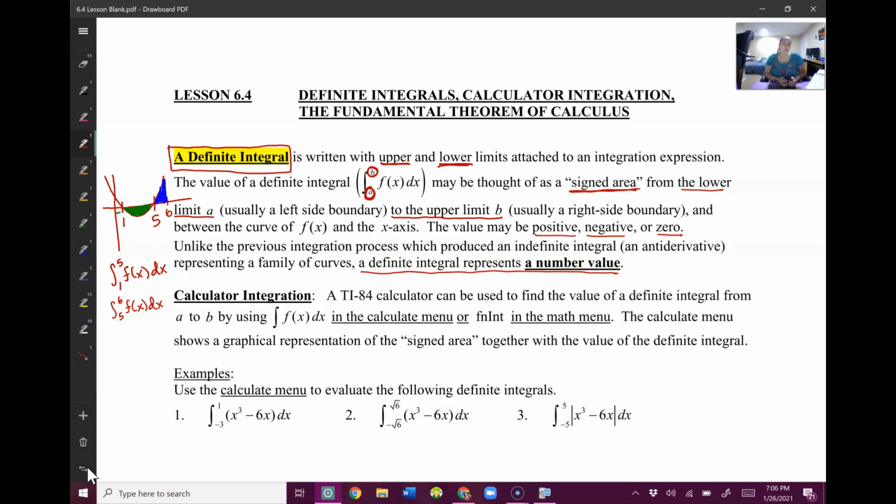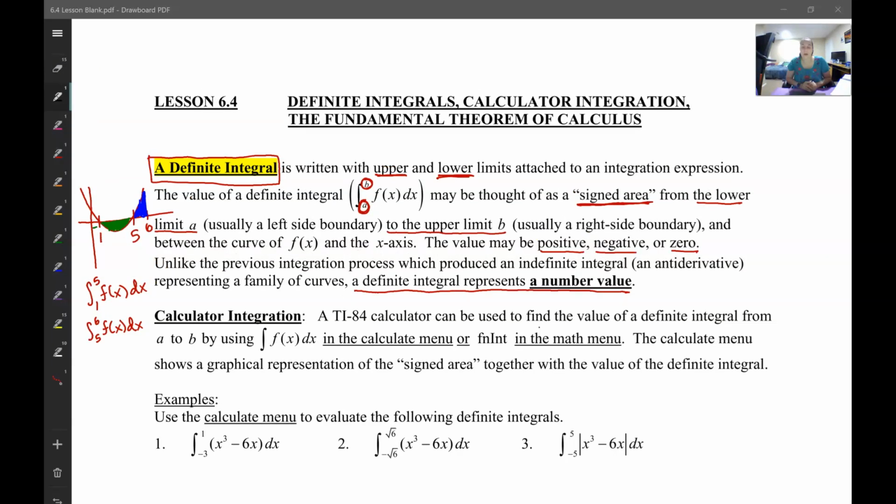Now, we're going to learn how to do this by hand and by using a calculator. Now, there's two different methods for finding this definite integral by a calculator. In the next video, we'll talk about both methods and compare the pros and cons of each.